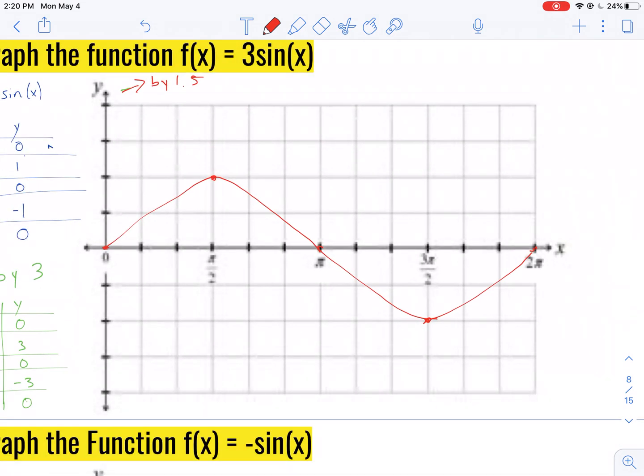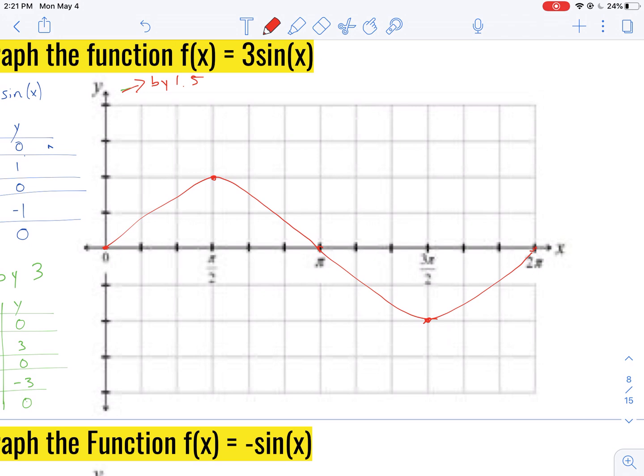So that's just applying it as an amplitude of going up to 3, going down to negative 3, and then going through. So it has the exact same shape. We can see that it repeats its cycle over 2 pi. It still has a period of 2 pi. So I'm really happy with this.